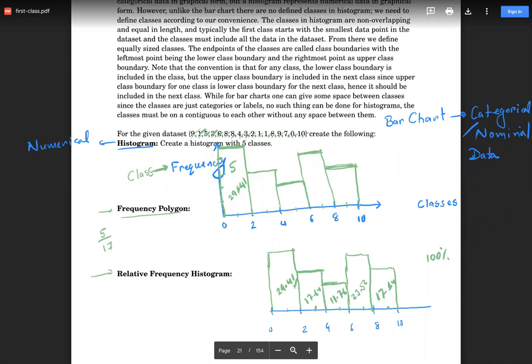So the difference between regular histogram and relative frequency histogram is that in the relative frequency histogram, you just put the frequencies as opposed to the actual number of points. It's kind of similar, so it really doesn't make a difference. So that's what it is.